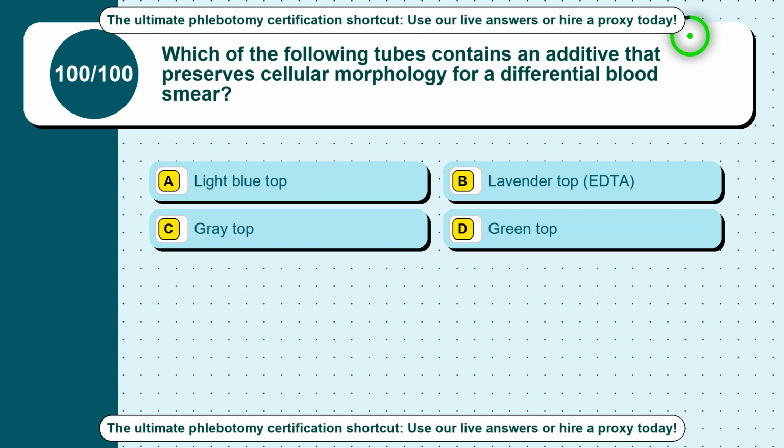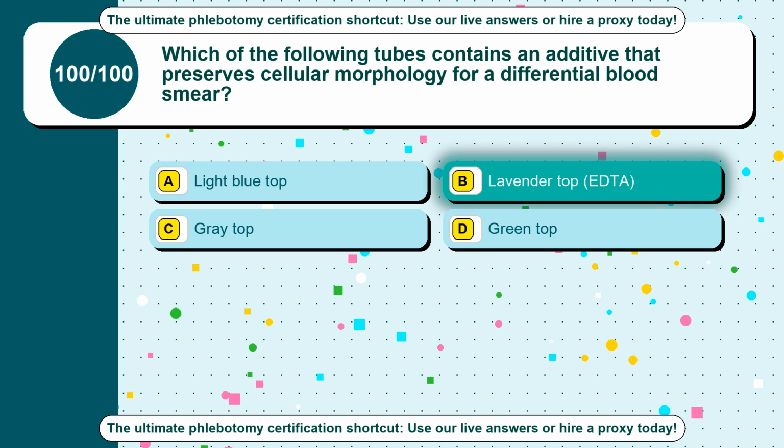Question 100. Which of the following tubes contains an additive that preserves cellular morphology for a differential blood smear? Option A. Light blue top. Option B. Lavender top, EDTA. Option C. Gray top. Option D. Green top. The correct answer is option B.